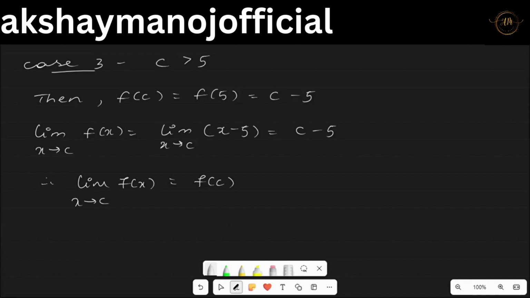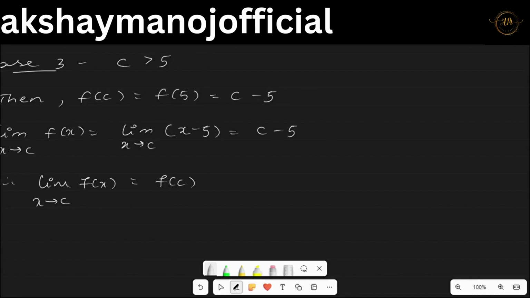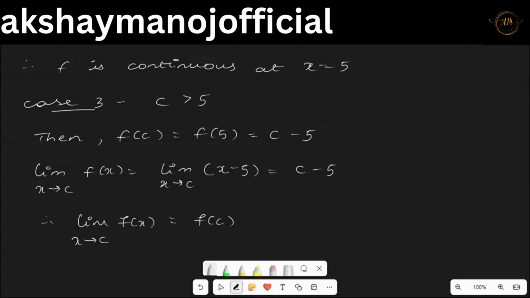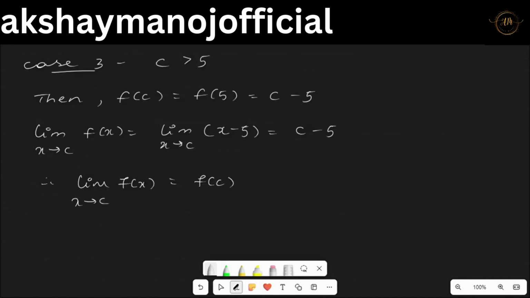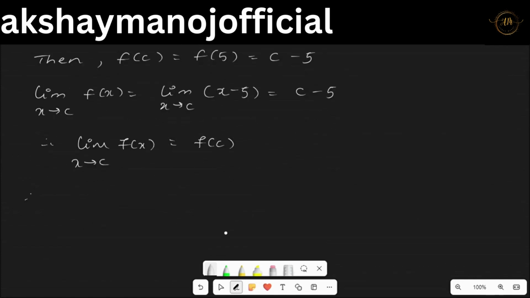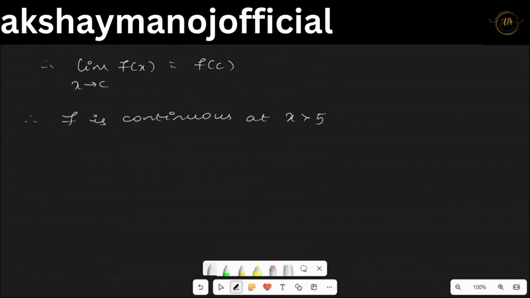So what can we tell by this? f is continuous at x greater than 5. So in all the 3 conditions, it's continuous. So henceforth, the modulus function f(x) is continuous at x greater than 5, x less than 5, or x equal to 5 also. Yes.